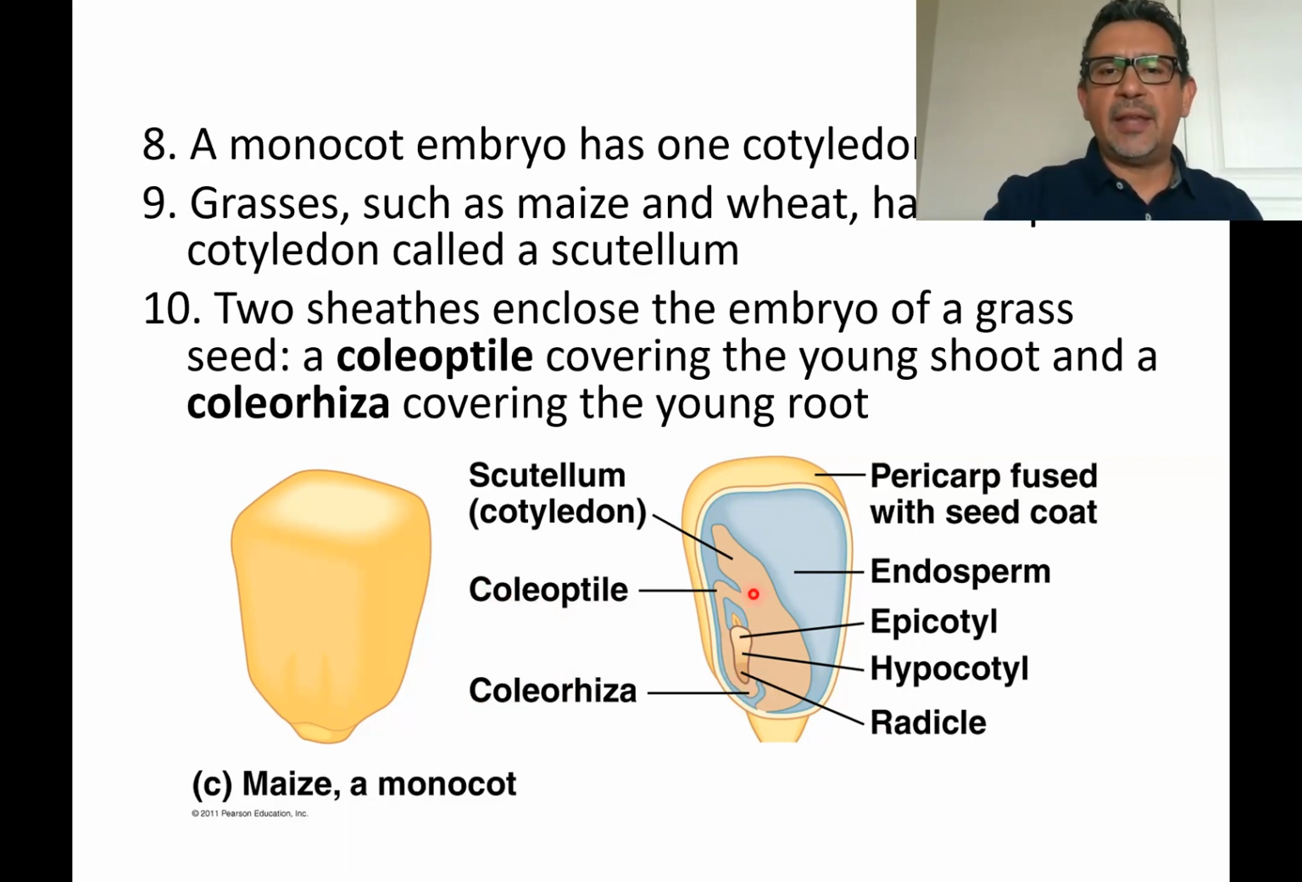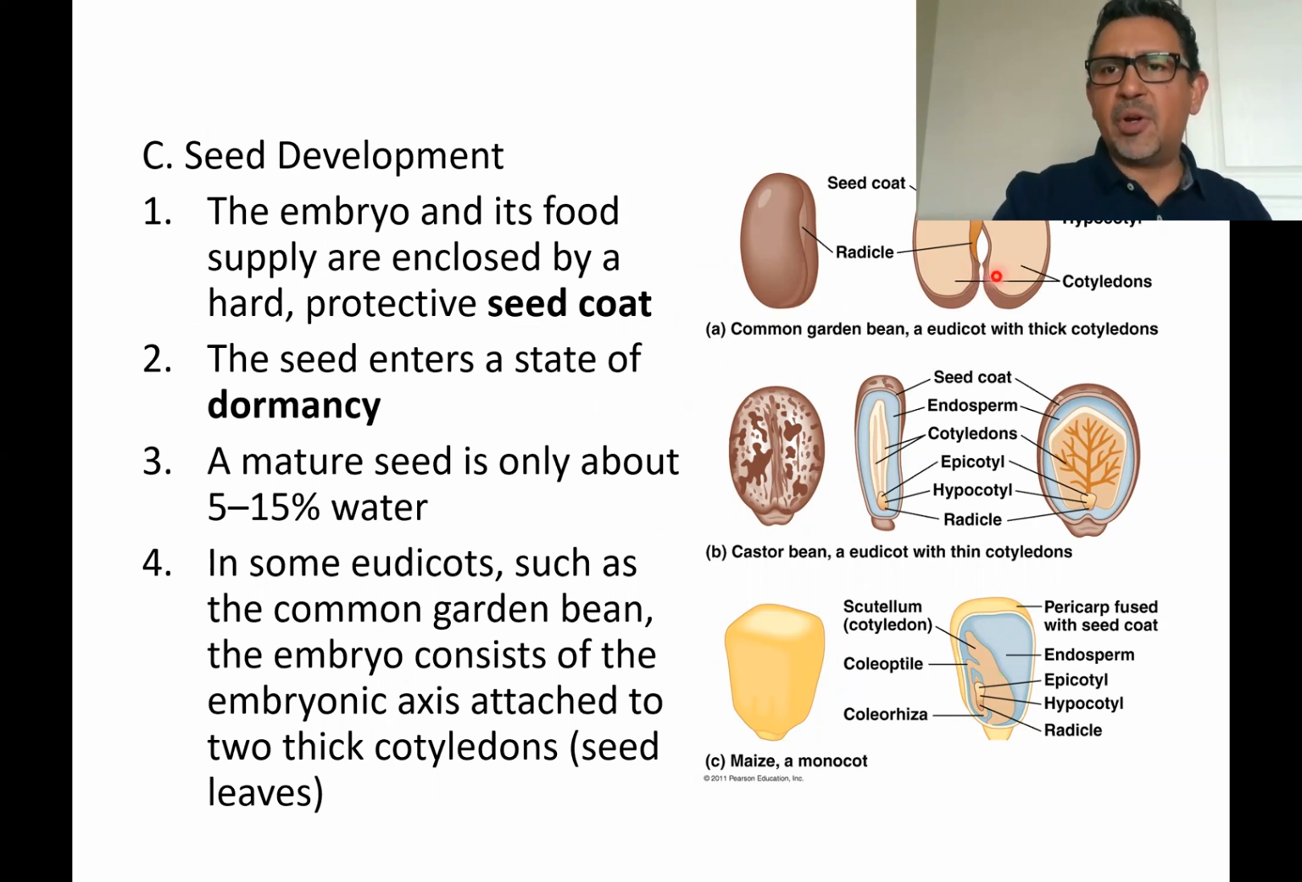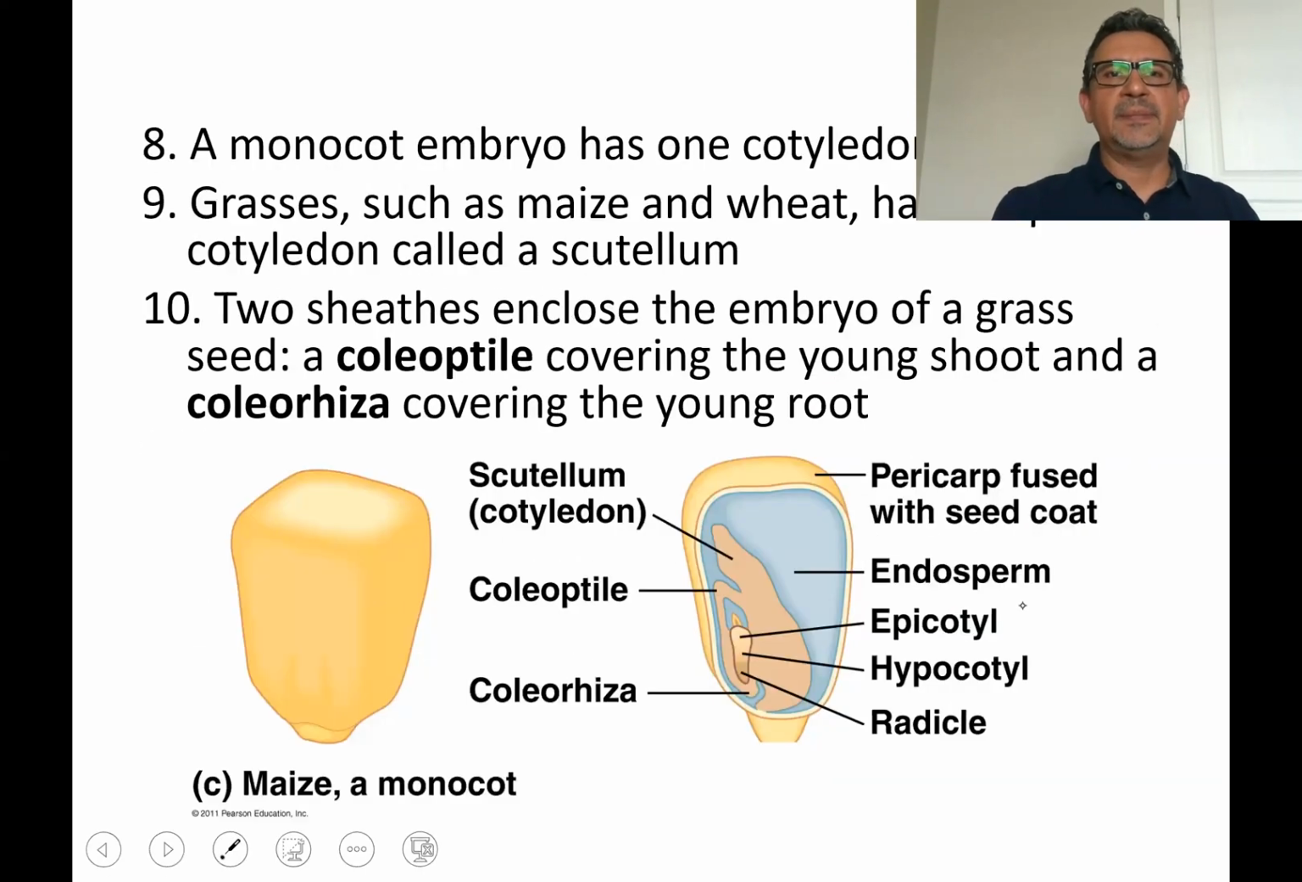Now, if you look at the cotyledon, monocots only have one cotyledon. That's why they're called monocots. And it is also in the form of a shield. It takes that shape, and it is also known as the scutellum. So here we can see in this illustration the structure of the embryo in a eudicot seed and the structure of the embryo inside of a monocot seed.